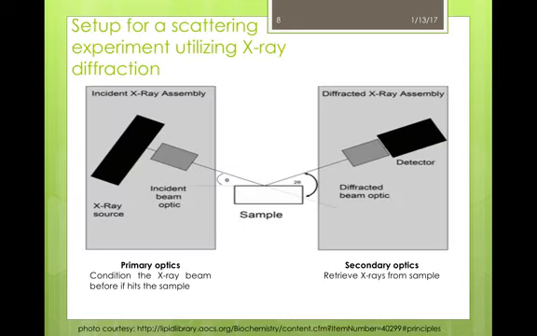In order for the X-rays produced in the source to be as effective as possible, there are primary and secondary optics that condition these X-rays. The primary optics conditions the X-ray beams prior to hitting the sample, and the secondary optics receive the X-rays that are diffracted by the sample before they go to the detector.